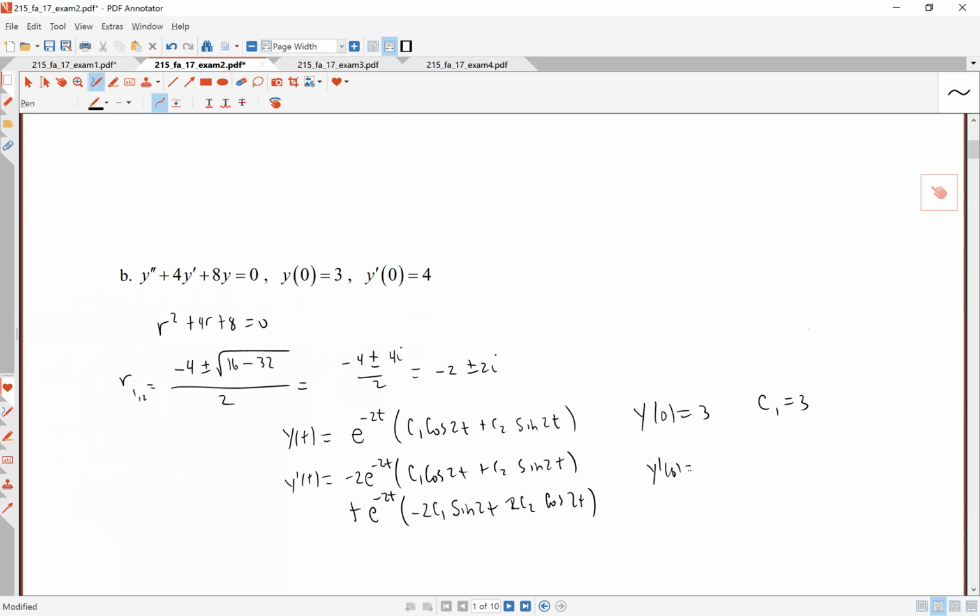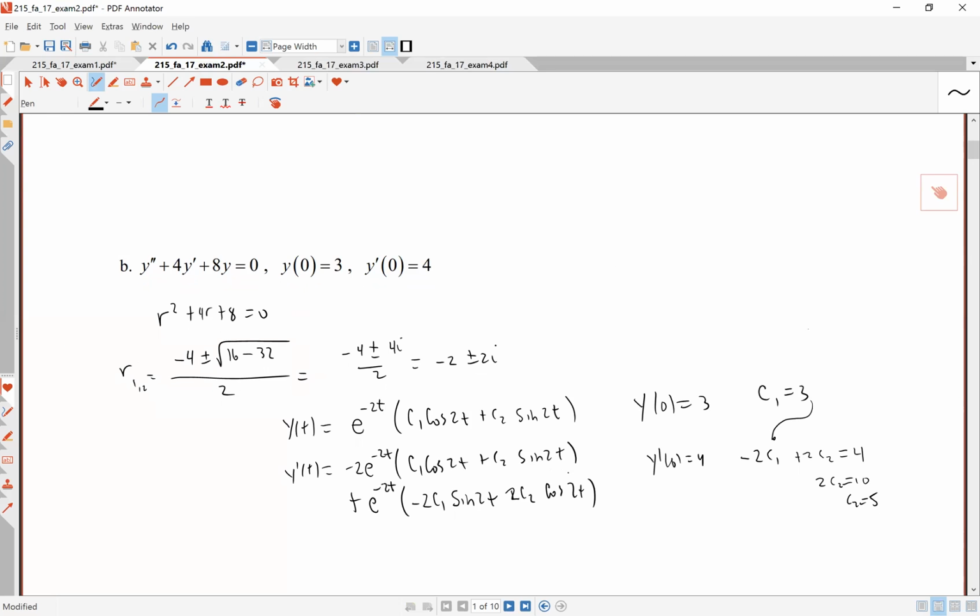Y prime of 0 equals 4 tells us that negative 2c1 plus 2c2 equals 4. C1 is 3, that's negative 6. Add 6 to both sides, that's 10. C2 is 5. C1 is 3. C2 is 5.